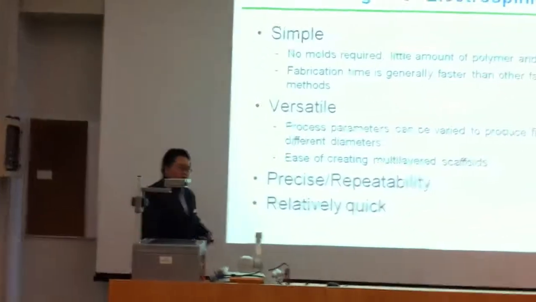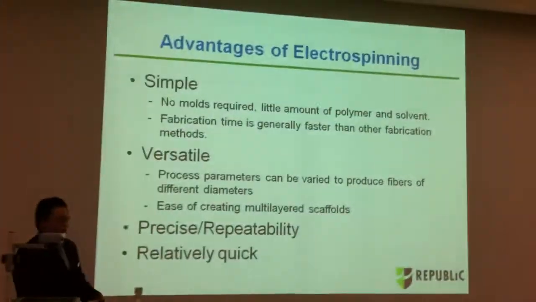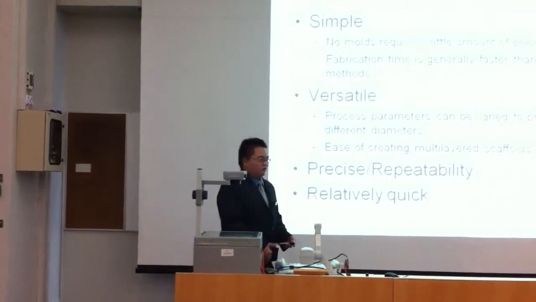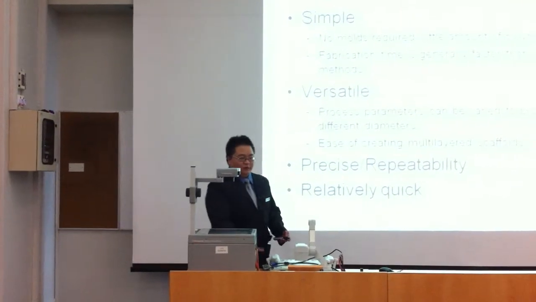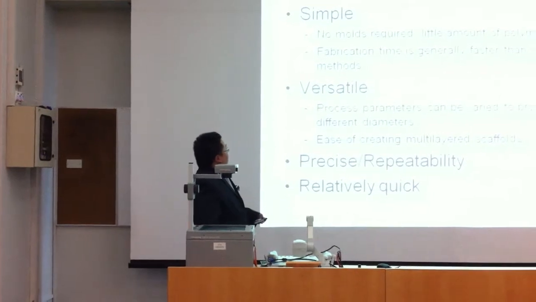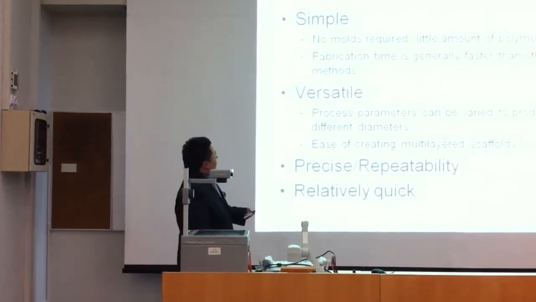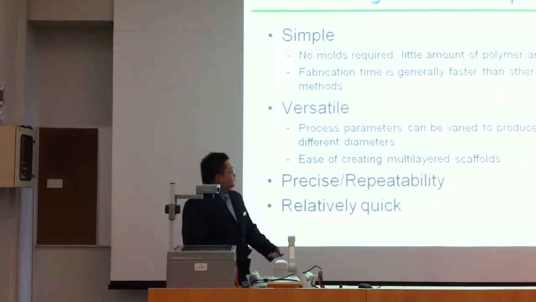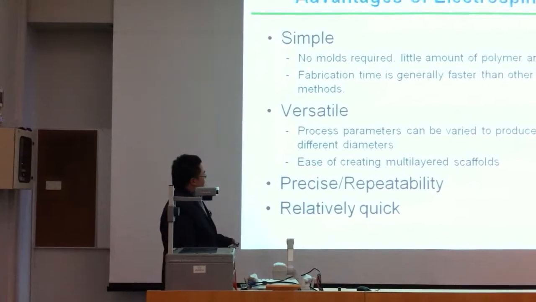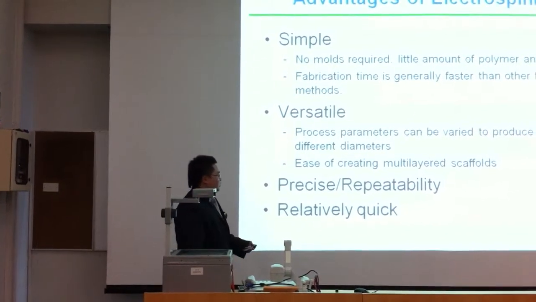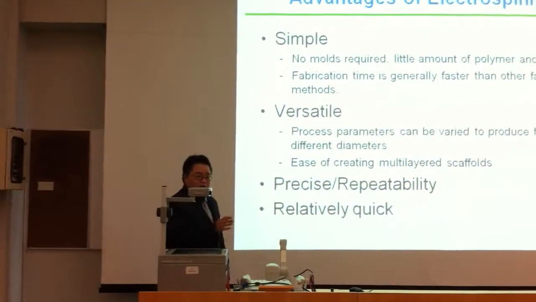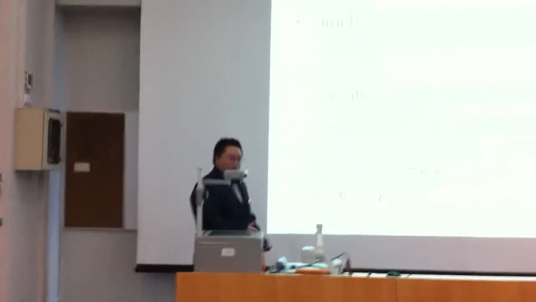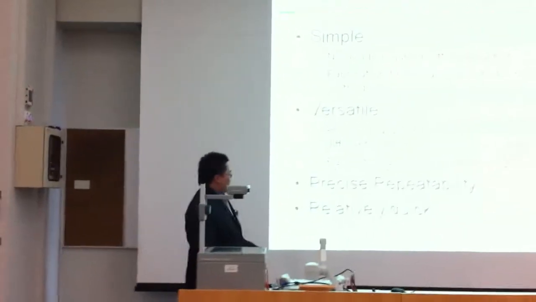So the advantages of electrospinning, firstly, is very simple. There are only very few process parameters that can be varied to produce different types of fibers of different scales, mainly from nano scale to micro scale. So no molds are required. Very little amount of polymer and solvent are used. Fabrication time is generally faster than other fabrication methods such as porogen leaching. And then it's versatile. The process parameters can be varied, and then there's the ease of creating multi-layered scaffolds without the need of removing the scaffold from the electrospinning setup itself. And then the process is precise and the results are repeatable. And last but not least, it's still relatively quick.